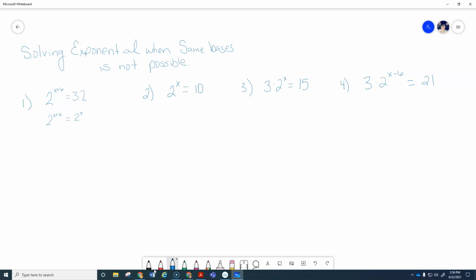Now we have common bases. We have a base 2 on this side, a base 2 on this side, so we just drop the 2's and set the exponents equal to each other. And now this is an Algebra 1 problem where we just solve for x by doing the opposite operations, and we end up with x equaling -1.